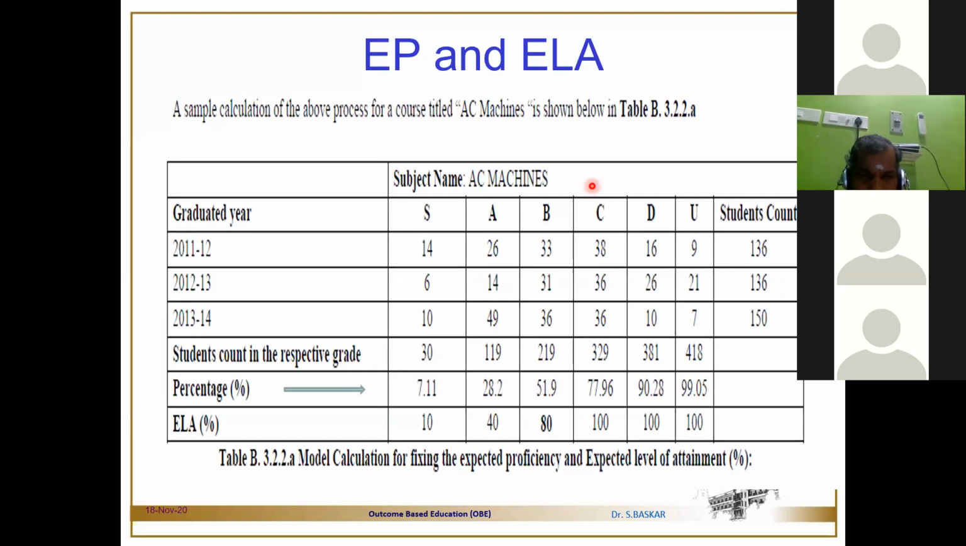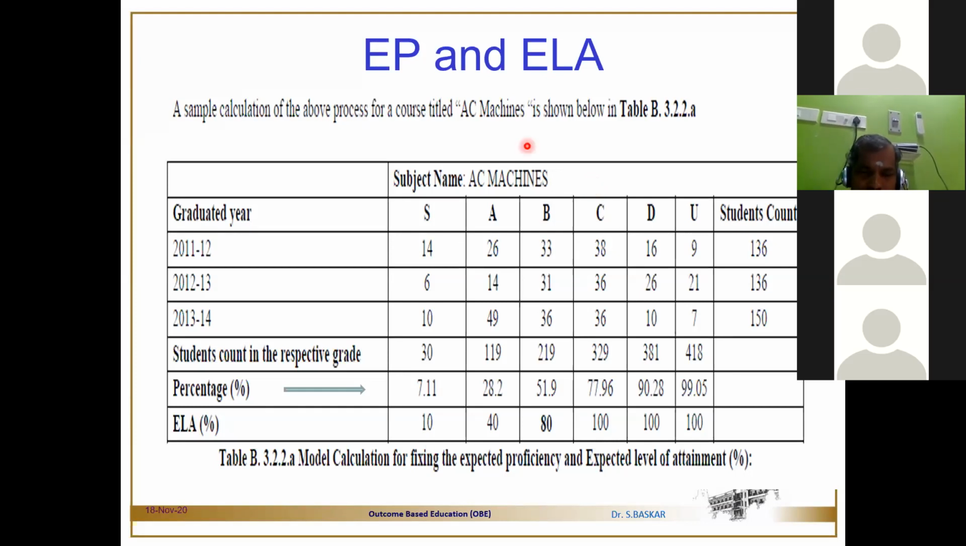I think we have spent a lot of time. We will move on to the next topic. Otherwise, we will not complete the PO. If you have any doubt, maybe you can spend some time on this. Very simple only. No need to worry about it.